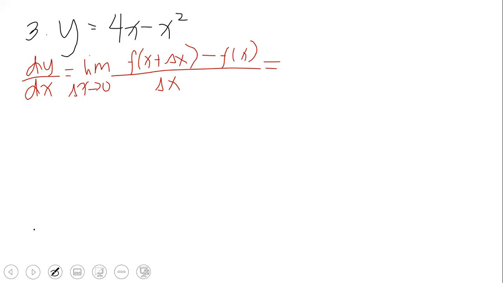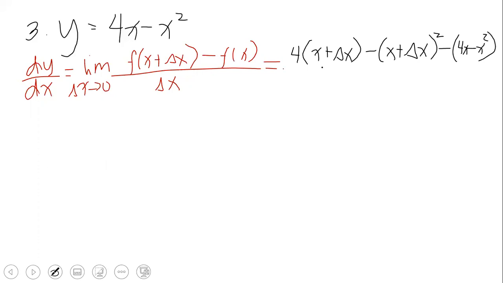So, multiply natin yung original terms. Tapos, 4 times x plus delta x. Tapos, sundan to ng minus x plus delta x squared. Then, minus the original function given, yung 4x minus x squared. Ayan. All over delta x. So, expand natin yung mga term and gamitan natin ng distributive property.